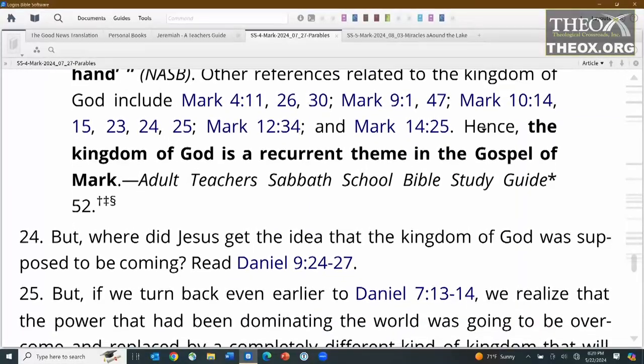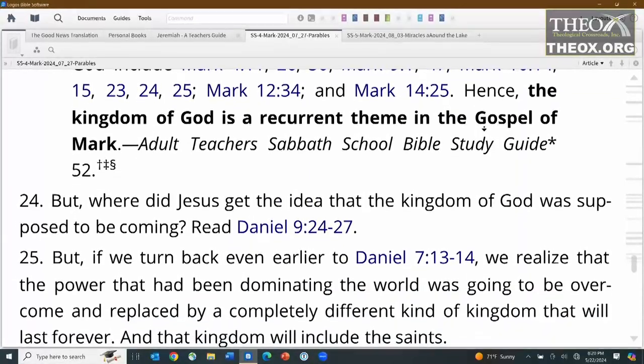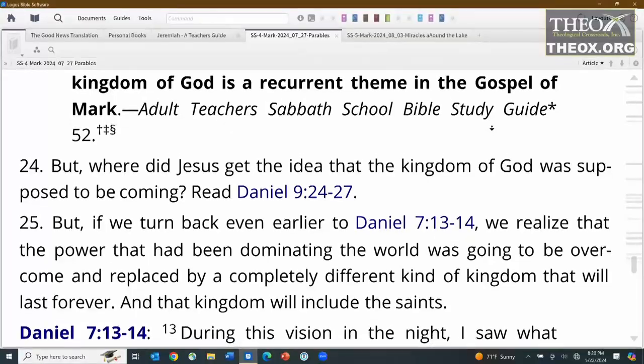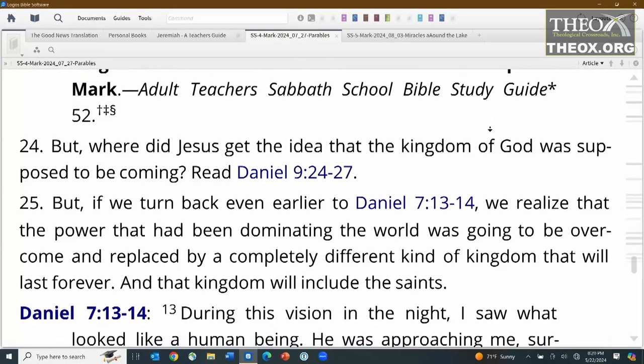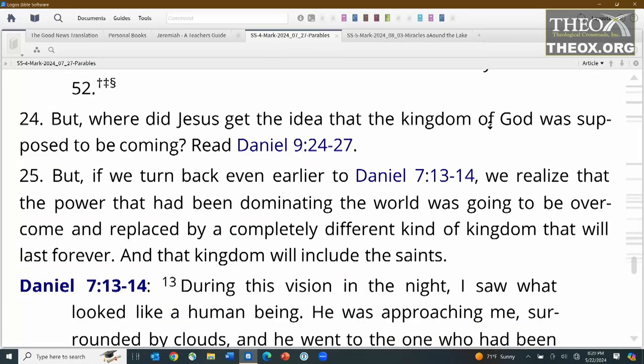But where did Jesus get the idea that the kingdom of God was supposed to be coming? Well, we've already mentioned Daniel 9:24-27, and what is that all about? That's about the final week in the 70-week prophecy, isn't it? What's going to happen at that time? We back up to where it says kingdom of God.